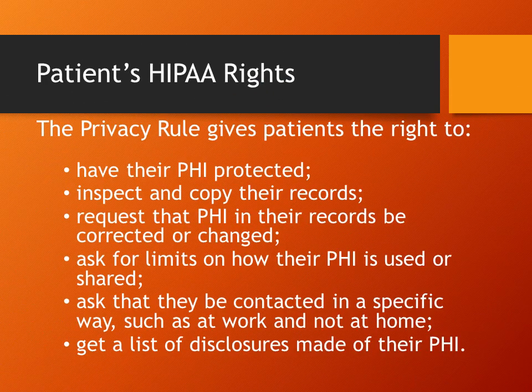The Privacy Rule gives patients the right to have their PHI protected, to inspect and copy their records, to request that their PHI and their records be corrected or changed, to ask for limits on how their PHI is used or shared, to ask that they be contacted in a specific way, such as at work or at home, and to get a list of disclosures made of their PHI.